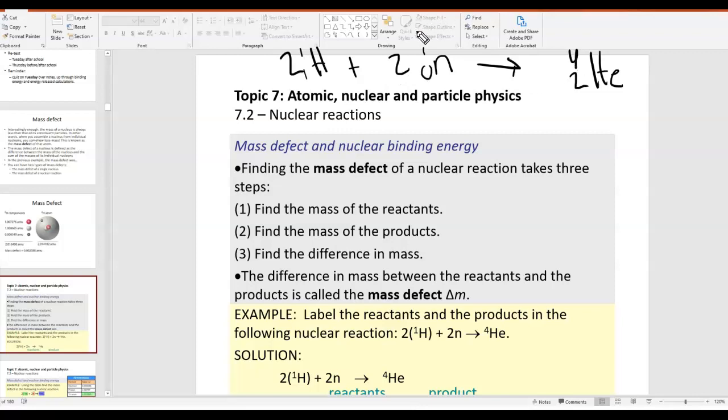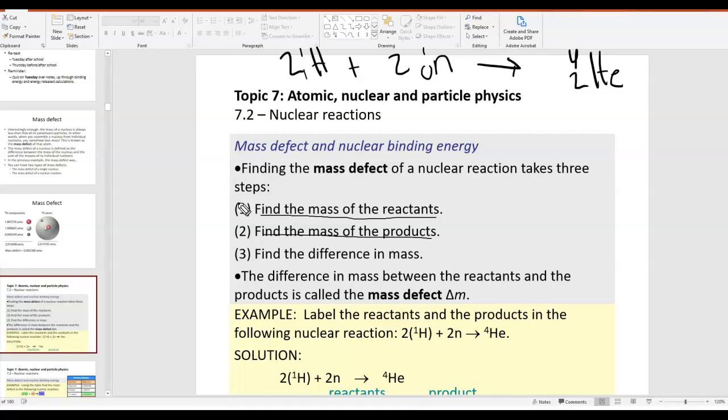But anyway, this is basically a nuclear reaction saying, if you take 2 protons and 2 neutrons and put them together, you have a nucleus of helium. That's what this nuclear reaction is saying. Here's how you find the mass defect for a nuclear reaction equation. It's very simple. You find the mass on the left side, the mass of the reactants. You find the mass on the right side, the mass of the products. And you subtract the two. That number is the mass defect. So, left side minus right side.